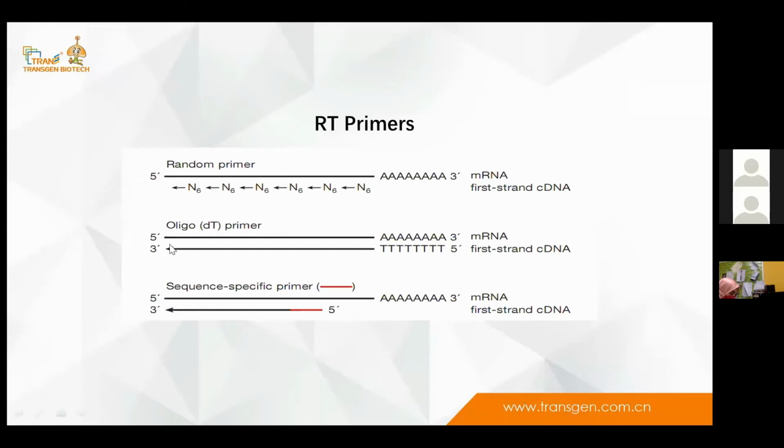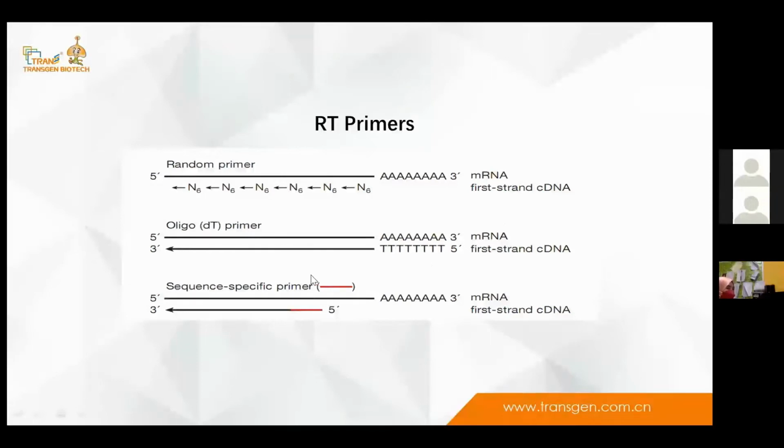The other one is the oligo-dT primer. Basically, it's just oligo-T, so TTTT. These Ts can specifically bind to the poly-A tails of the mRNAs. So oligo-dT is always a specific primer for mRNA synthesis.